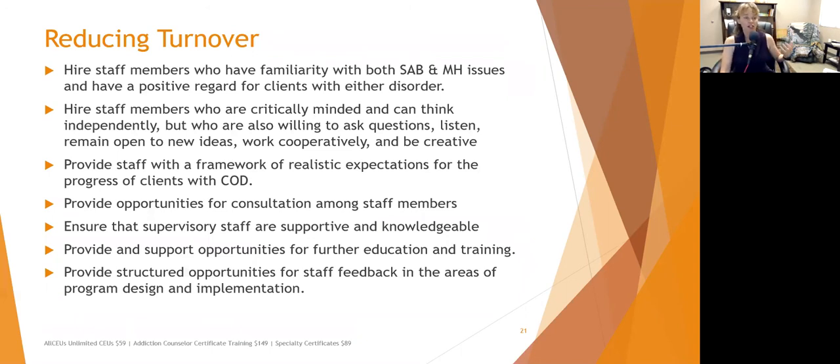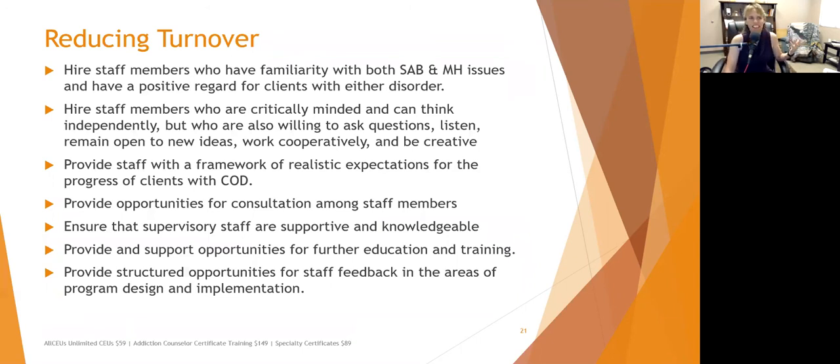enhancing their knowledge and abilities to work with these clients, which goes along with providing support and opportunities for further education and training. Bring training in, online resources that are available, brown bags. I would have my clinicians once a month, each person would teach a concept or something that they learned about in relation to co-occurring disorders treatment.